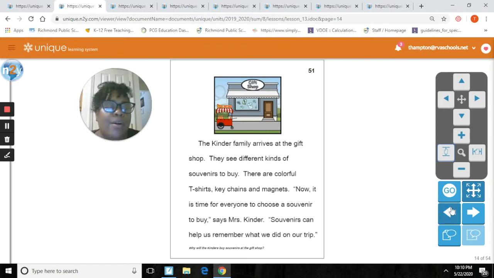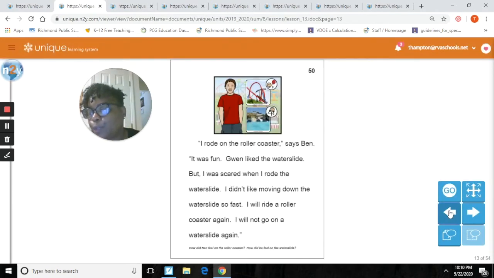Now, if we think about our previous page, page 50 here, Ben enjoyed riding a different ride than Gwen, right? Okay. Now, if we move on, we're going to move on to our next page, okay? So let's go to our next page. We're going to have another comment I want to make about this. But that's true in any case.